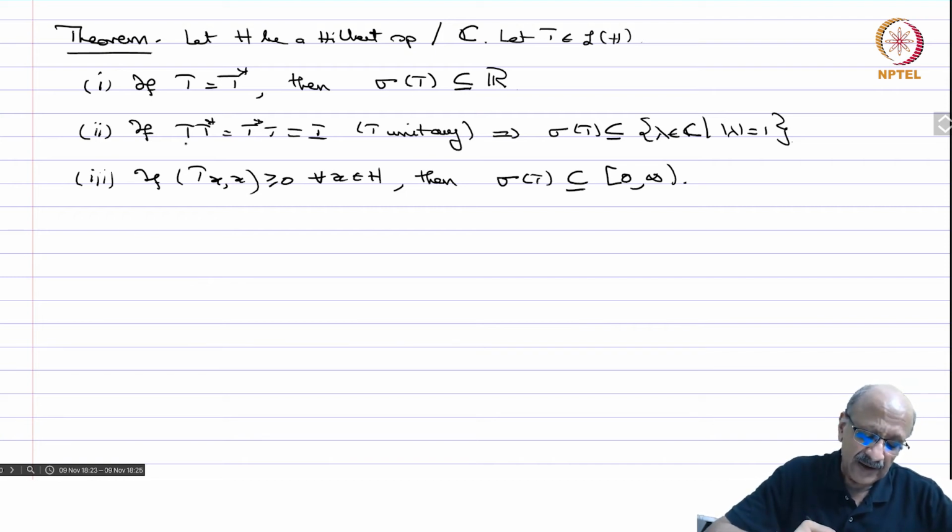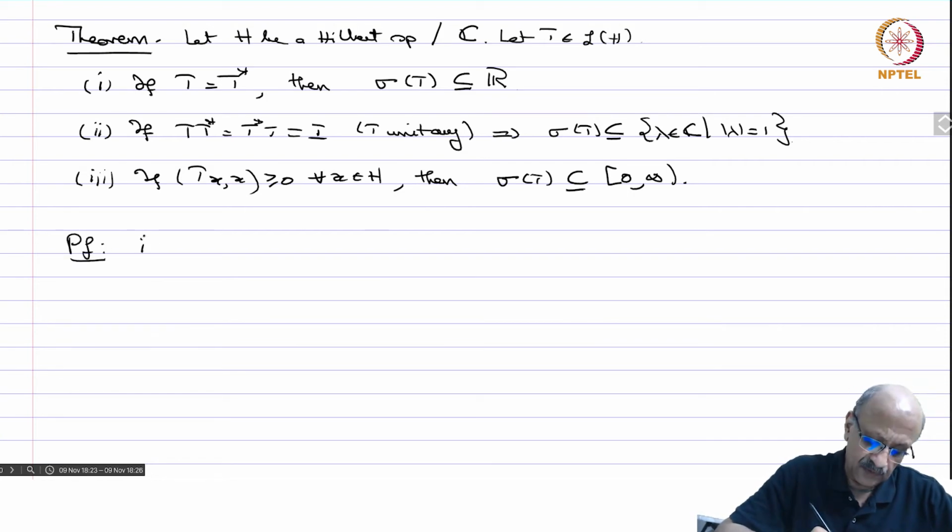Now T* is like saying z bar. So if this is the identity, it looks like the unit circle, so that's exactly why the spectrum is in the unit circle. Mod lambda equal to 1 means lambda lambda bar equals 1. And similarly, if T is a positive operator, it looks like positive real numbers, then in fact the spectrum is indeed in the positive real numbers. Okay, so proof.